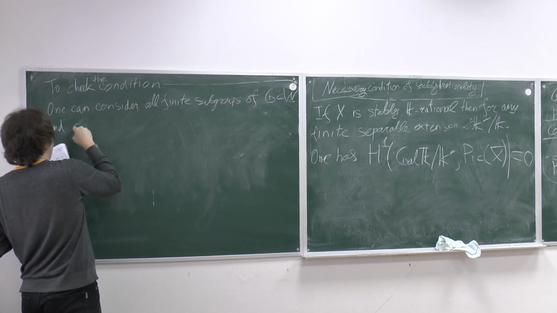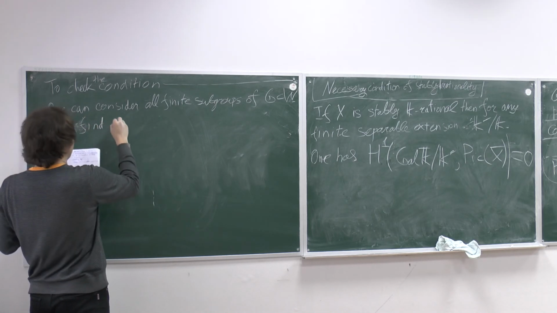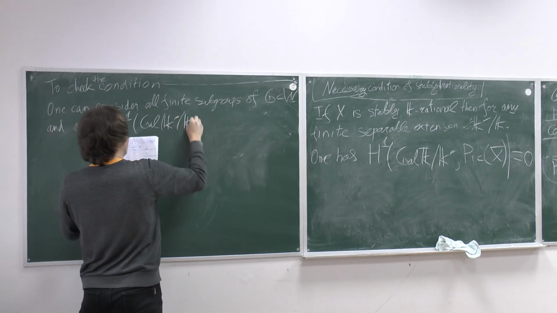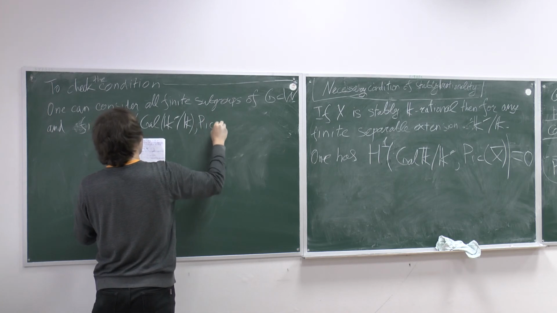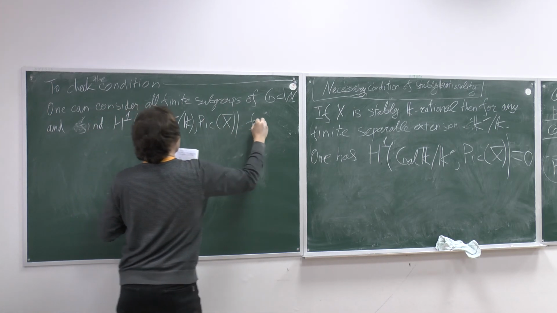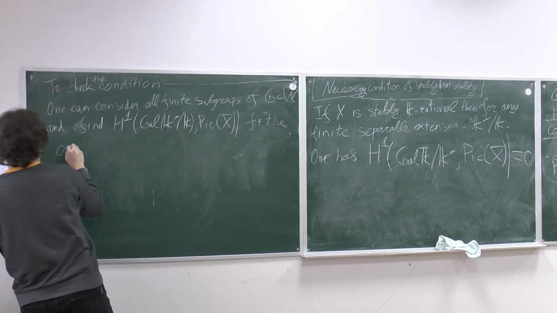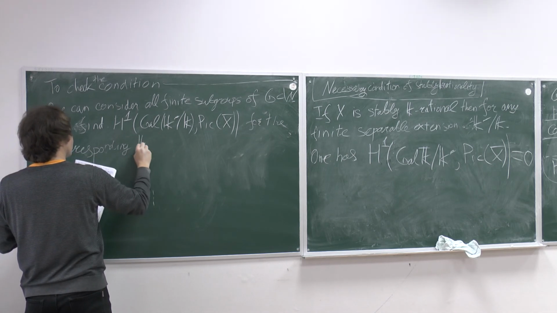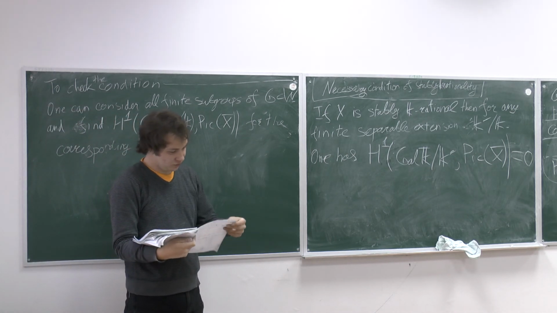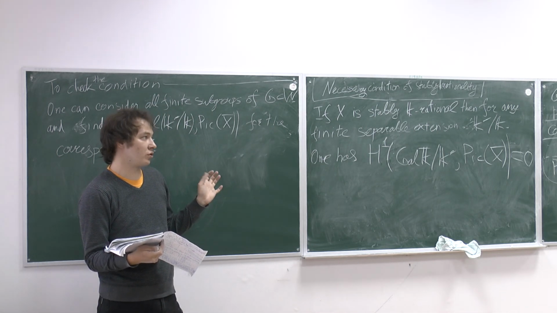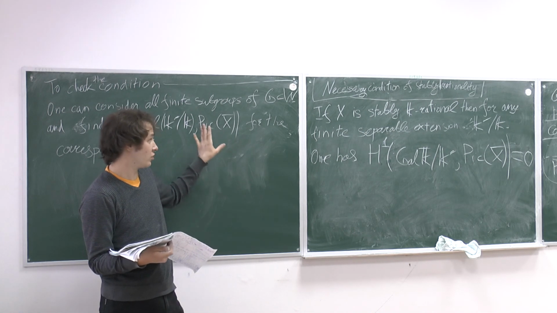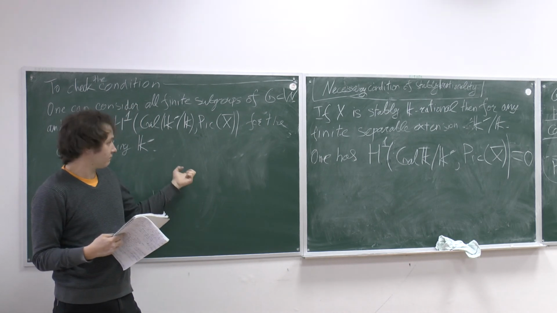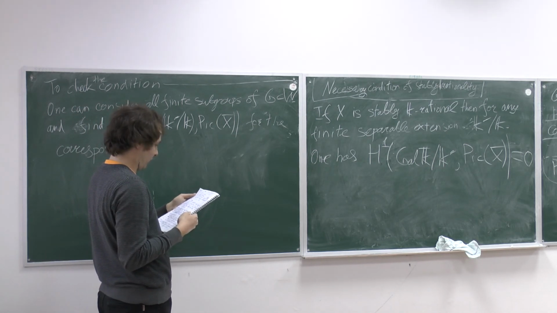And find H1 for the corresponding extension. Well, this method, so I think in all proofs of stable non-k-rationality, they also use this method, or an equivalent condition of this method.